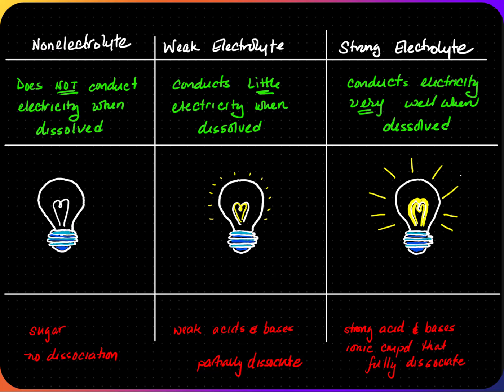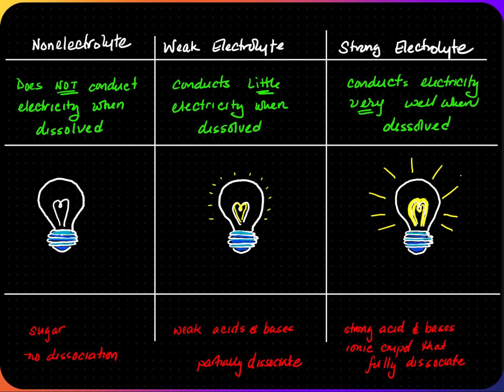A non-electrolytic solution does not conduct electricity when dissolved. If I place a conductivity meter into a non-electrolytic solution, it will not light up. There will be no current. An example of a non-electrolytic solution is a sugar solution, because there's no dissociation of the molecules into ions.